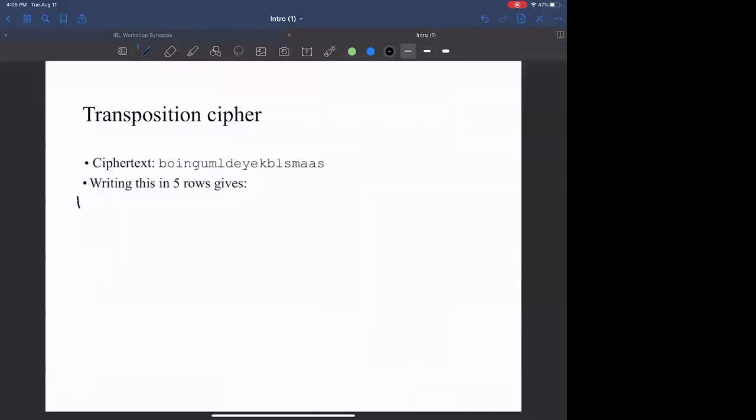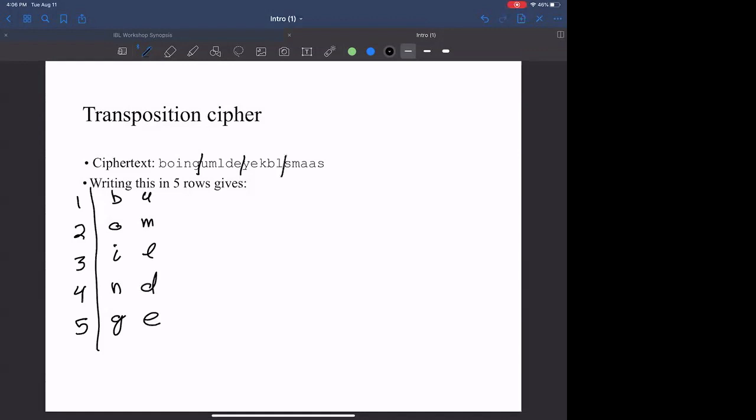So in order to decrypt this, really all we do is exactly what we did before, but we're going to go down the columns instead of across the rows. All right, so we take the first 5 letters and write them down the column, B-O-I-N-G. 1, 2, 3, 4, 5. All right, and then U, M, L, D, E, 1, 2, 3, 4, 5, Y, E, K, B, L, and then S, M, A, S.